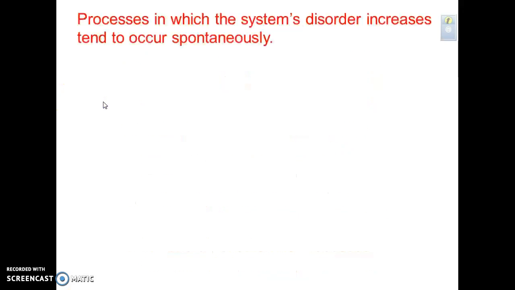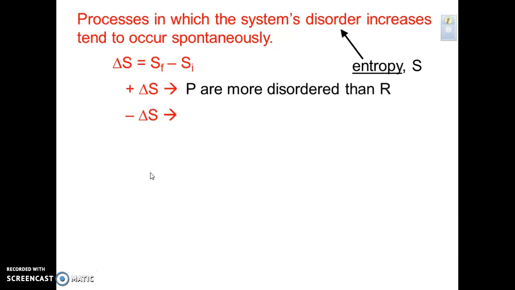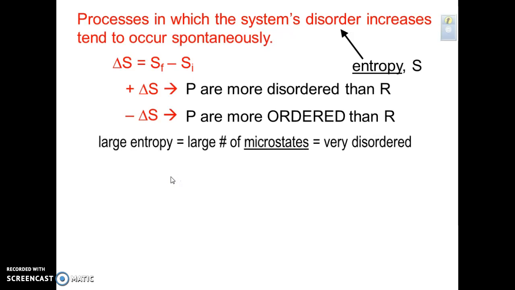All right? Processes in which the system's disorder increases tend to occur spontaneously. New statement. Disorder is capital S and called entropy. Delta S is the final state minus the initial state. If delta S is positive, the products are more disordered than the reactants. If delta S is negative, the products are more ordered than the reactants. Large entropy means a large number of microstates. I'll talk about what that is in the next section. Very disordered.